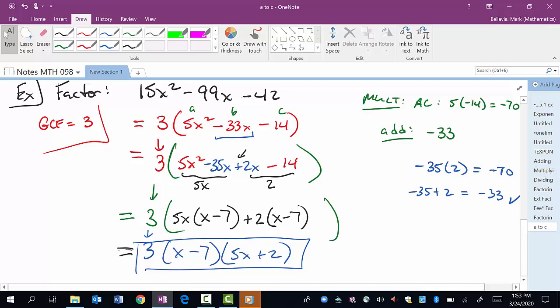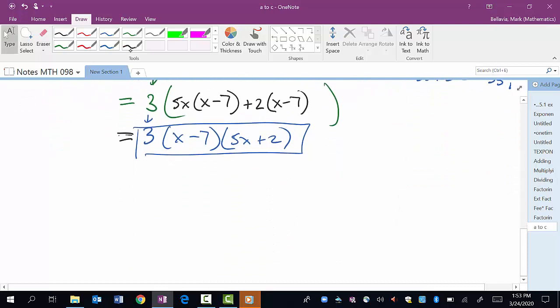The only other thing I would mention is that if you switch the order of the negative 35x and the 2x, just make sure you keep the sign with it. You put a positive 2x here, a negative 35x here. It would still factor. It would look different in the middle steps, but at the end it would factor out to the same values. I just want to do one more example to show the difference from something we did earlier.